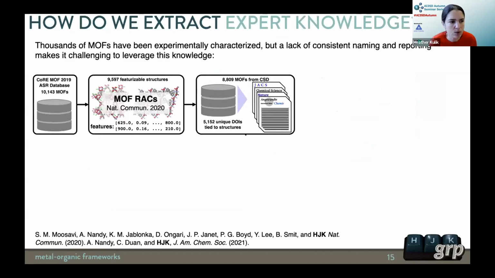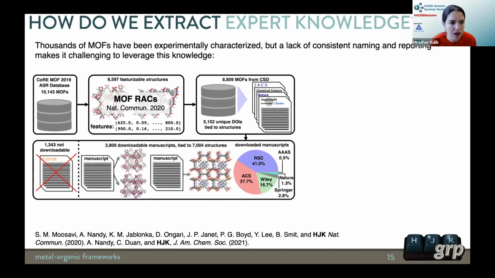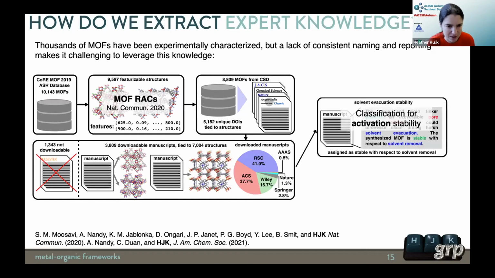And so what we did was we went back to these 10,000 MOFs in the latest version of the core MOF database, and we tried to featurize all of them. So we used the MOF recs I just described and tried to featurize them. Then what we can do is match those MOFs to papers. So they've been associated with papers through their CSD deposition, and we can download all the papers for which we can get a license to download them.